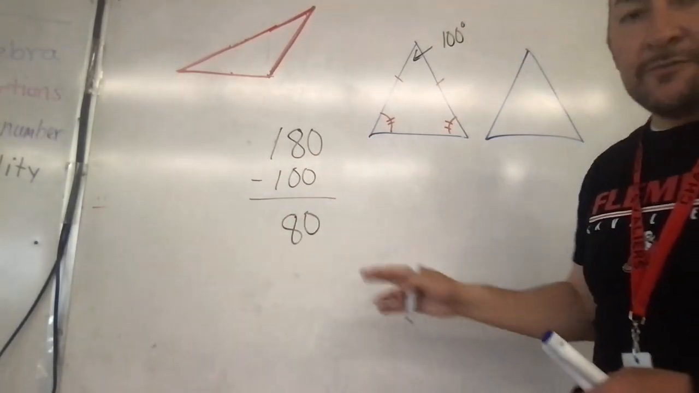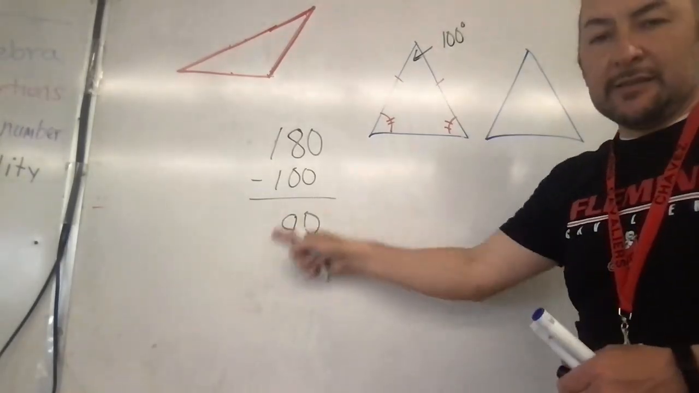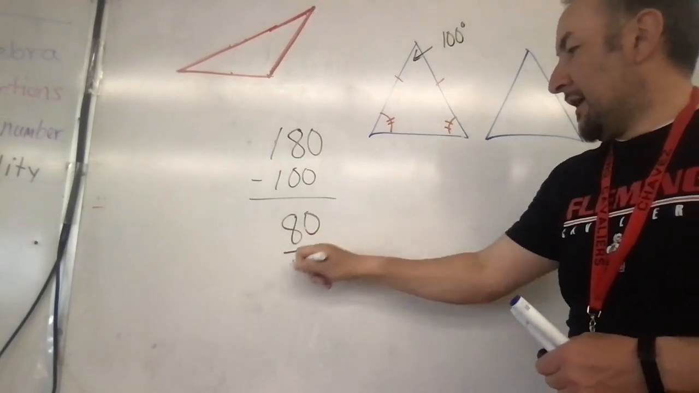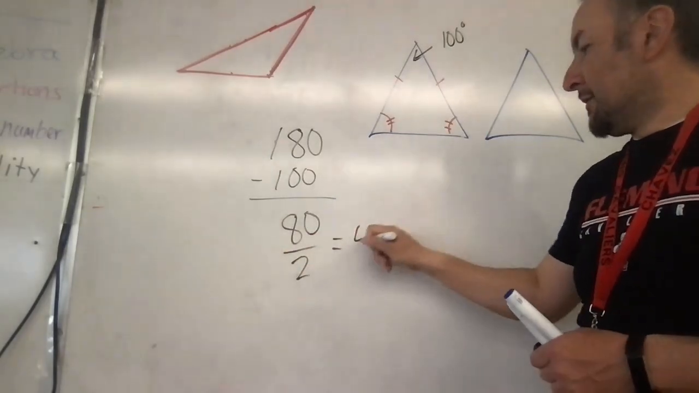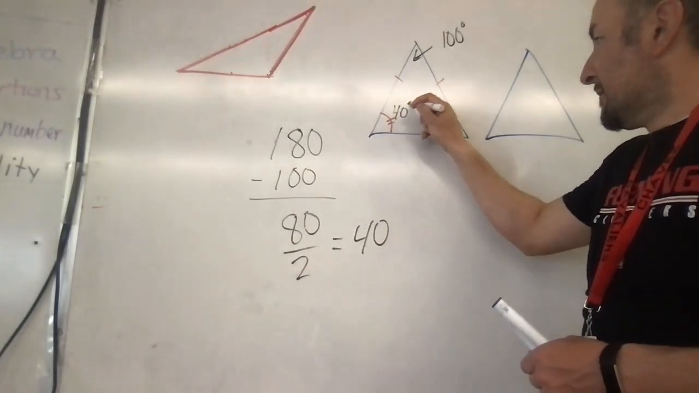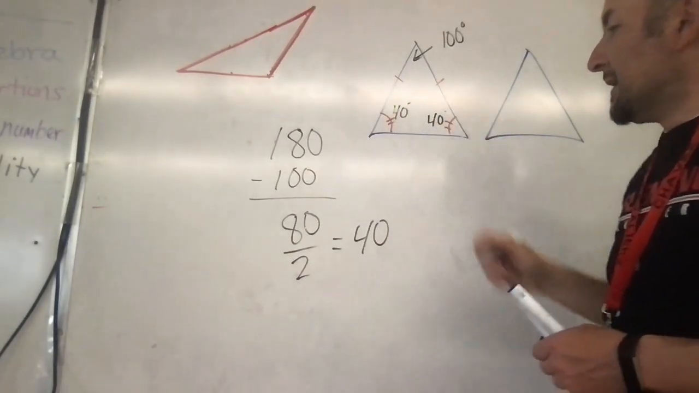Okay. Once you figure that out, you know you have to split this many degrees with two of them. So I just do that. What do I have left? 40 degrees on each. Hopefully that makes sense.